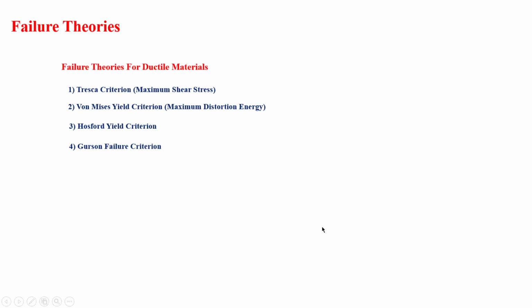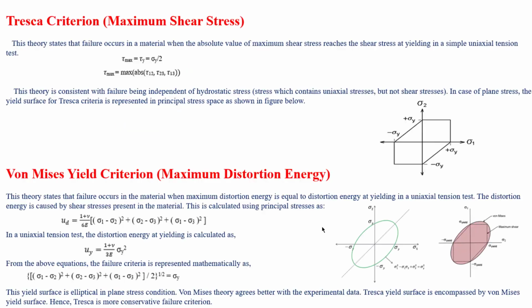Now we'll see in depth about all these failure theories. When it comes to ductile materials, we have the Tresca criterion, we have the von Mises, that is the maximum distortion energy, Hencky, and the Gerber failure criteria. Now we'll see how exactly these things are, what these criteria are showing us, and what exactly the inputs are in them.